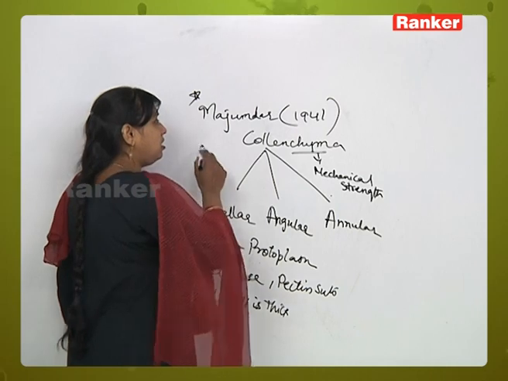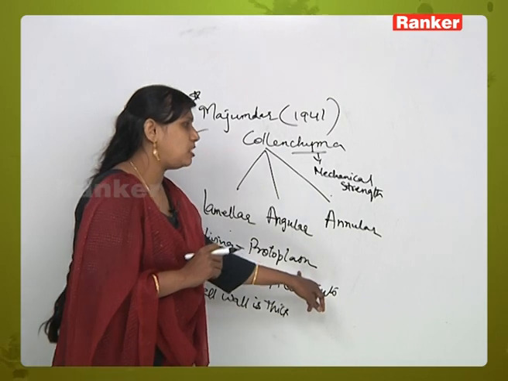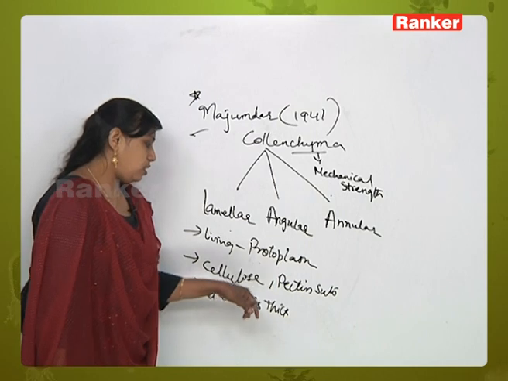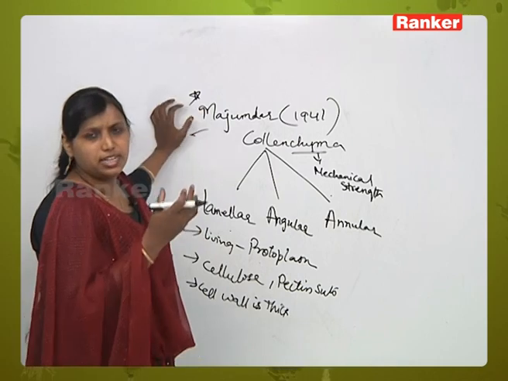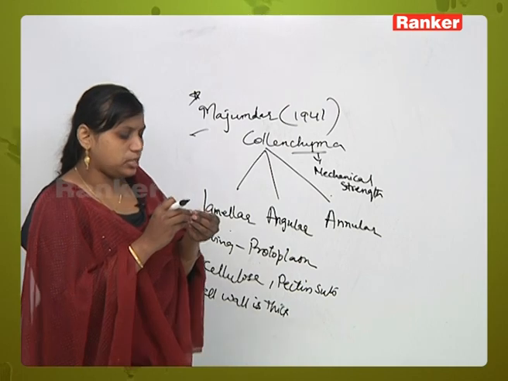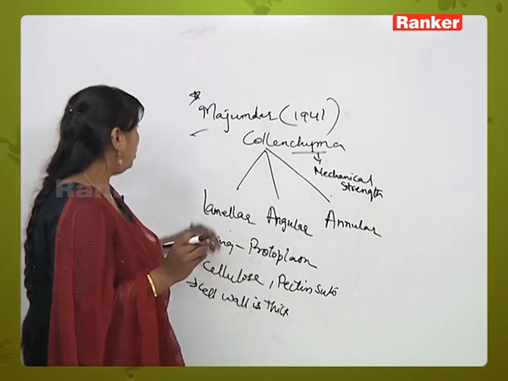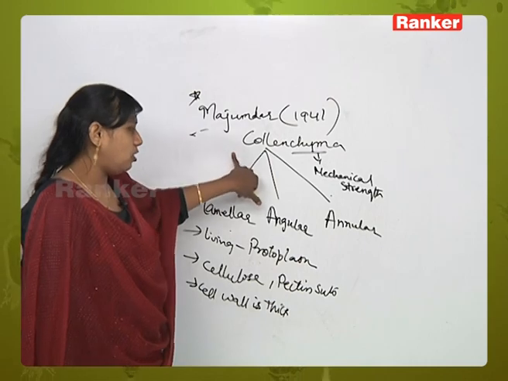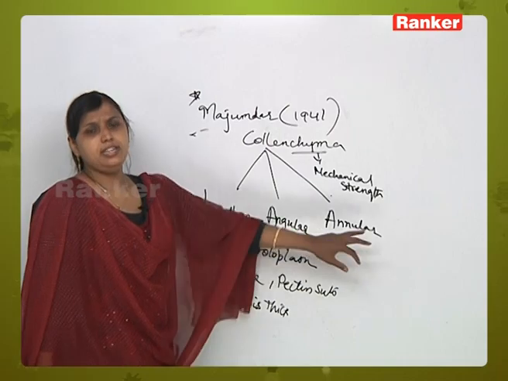Next, Collenchyma is a living tissue. That's why you can see the presence of protoplasm here, and you will see the cell wall made up of cellulose and pectic substances. This cell wall has the capacity of expanding, as we said, plasticity is there. It has the capacity of expansion of the cells, and it gives tensile strength to the plant body. And overall, one more anatomist, Majumdar, in 1941, divided Collenchyma into the 3 types. Those are lamellar, angular and annular Collenchyma.